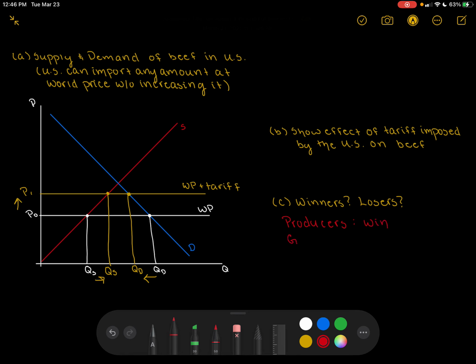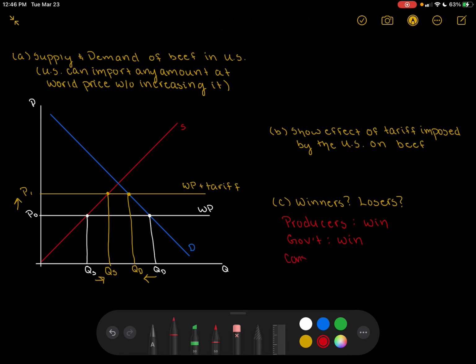The government here is going to be gaining some revenue based upon this tariff. So we know that the government is going to win as well, because assuming that they had no revenue from the imports of beef to start, so it started at 0, but now that they've increased the world price by adding that tariff, they're gaining this tariff revenue, because we know that tariff revenues go straight to the government. So the government can be considered to win in this case.